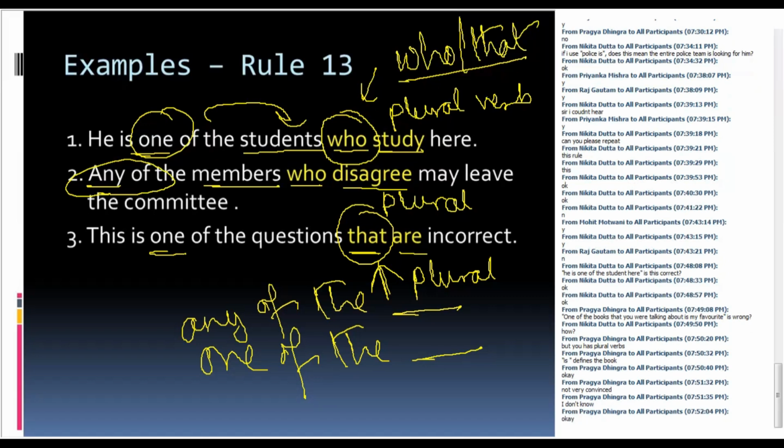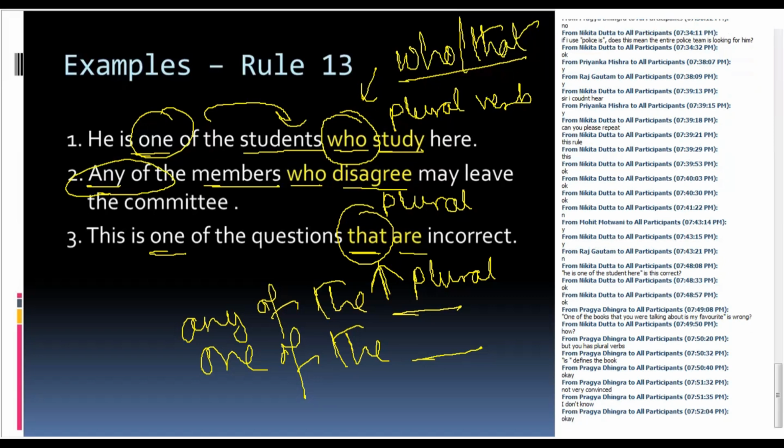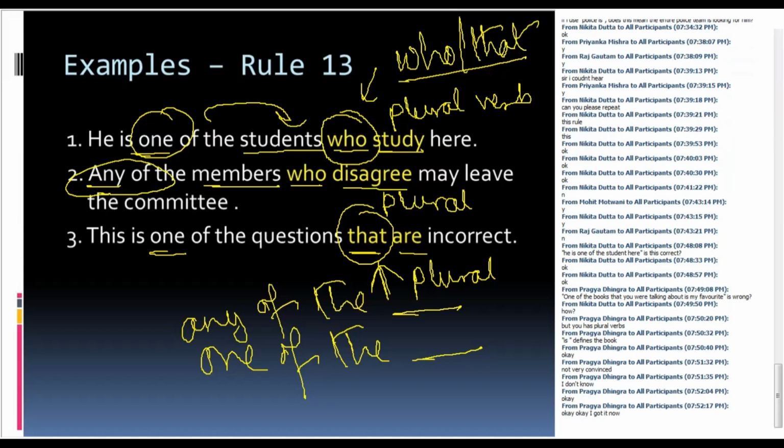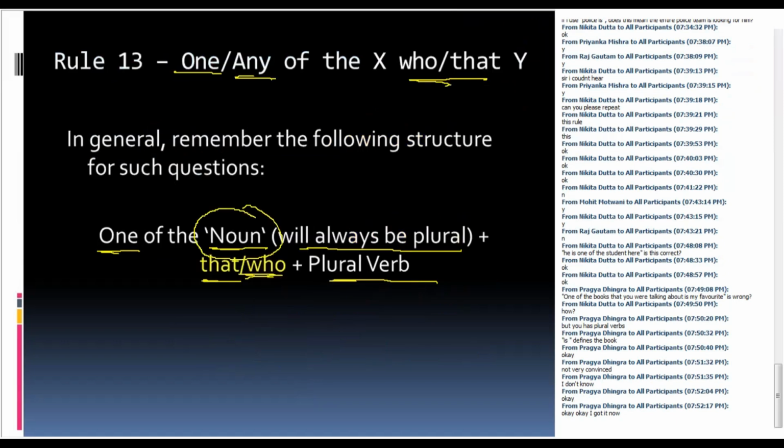I'm only talking about that situation where after the word who or that there is a verb. It is important that you have the word who or that, because if the words who or that are not there, then also this rule does not apply. Remember this: one or any of the X, who or that, after that you have Y, which is the verb. So you have to pay attention. One, you have to use the word who or that. After the word who or that, there has to be a verb. Only then this rule applies. Otherwise, this rule does not apply.